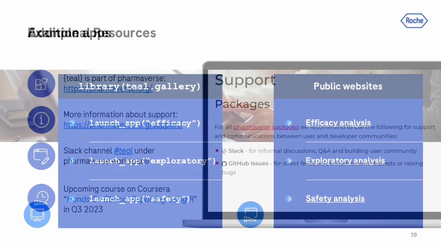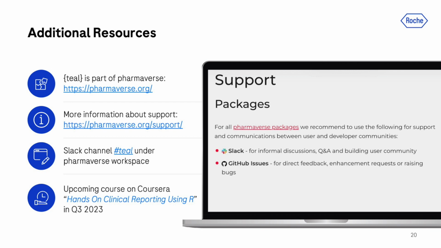Teal is part of Pharmaverse. This is Pharma's stack of curated open source R packages to enable clinical reporting from CRF to submission, backed by the pharma community. We follow the Pharmaverse guideline for support. If you have any question or feedback, you can reach us via GitHub issue or Slack in the Pharmaverse workspace under the Teal channel. In addition, we are working on a course called Hands-on Clinical Reporting using R in Coursera. We'll inform the community again when this is ready for sharing.